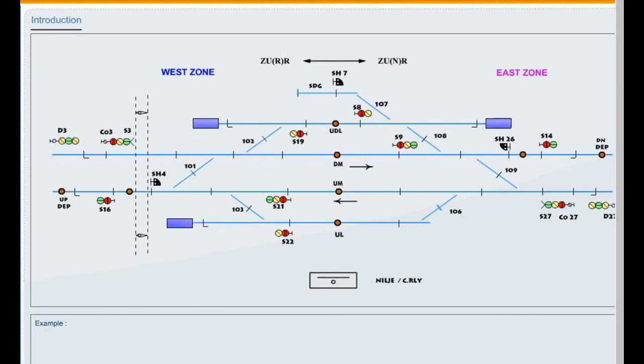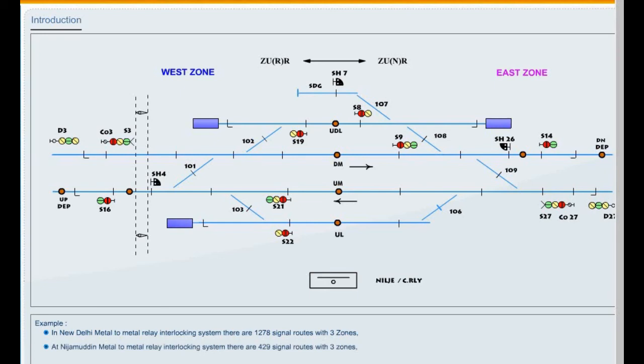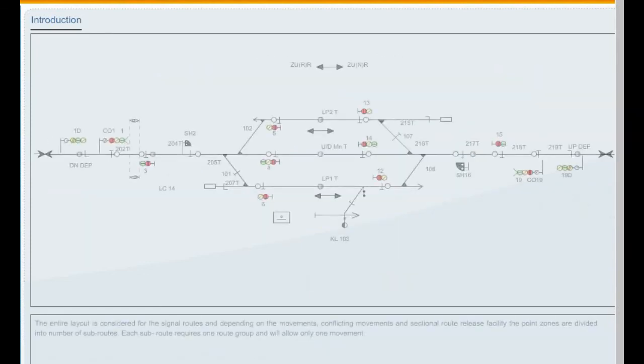Consider the following examples. In the New Delhi metal-to-metal relay interlocking system, there are 1,278 signal routes with 3 zones. At Nizamuddin metal-to-metal relay interlocking system, there are 429 signal routes with 3 zones. At Old Delhi metal-to-metal relay interlocking system, there are 1,117 signal routes with 4 zones.